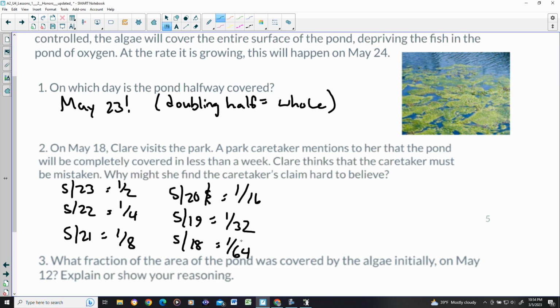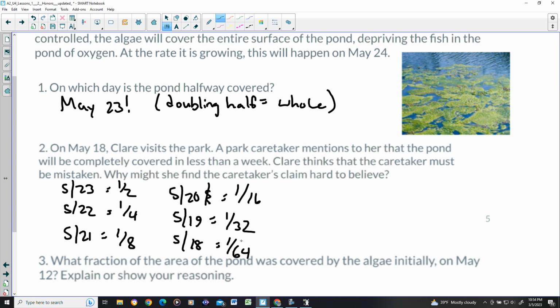So let's continue the pattern then. What fraction of the area of the pond was covered by the algae initially? Well, there's a couple ways you can do this. One, you can keep following this pattern. But another way to think about this is with exponents. Because look at the denominators.